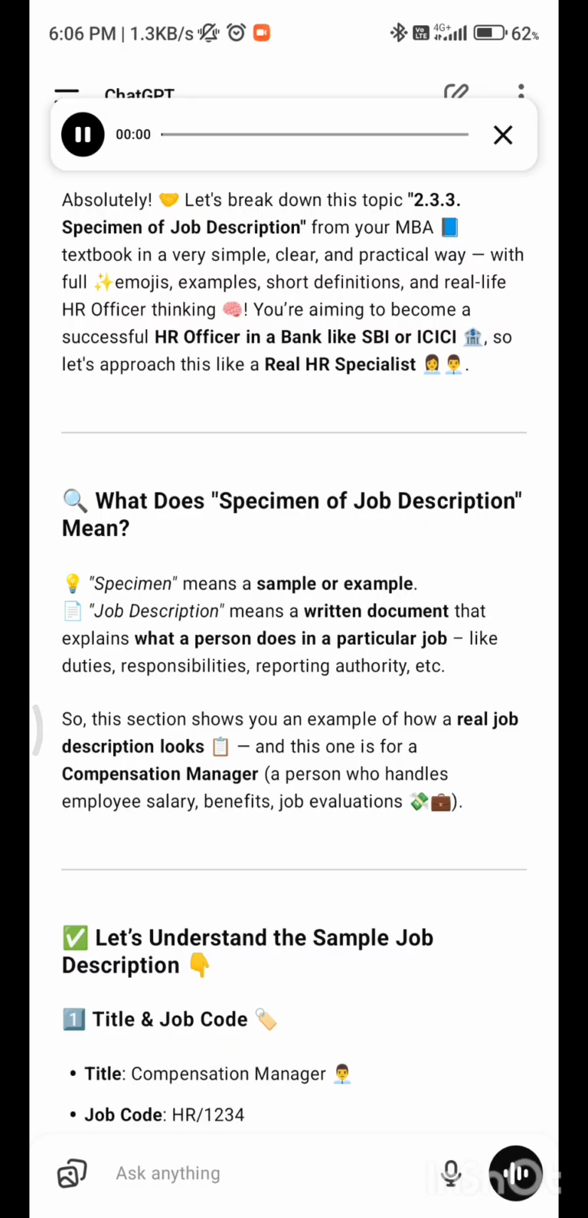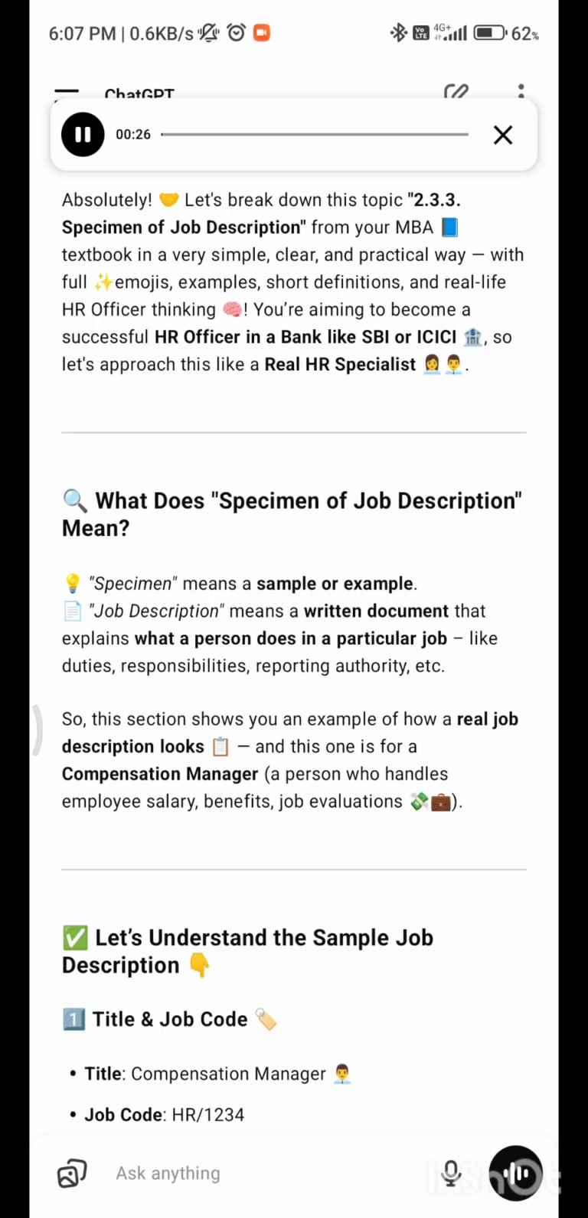Absolutely. Let's break down this topic, 2.3.3, specimen of job description from your MBA textbook, in a very simple, clear, and practical way, with full emojis, examples, short definitions, and real-life HR officer thinking. You're aiming to become a successful HR officer in a bank like SBI or ICICI. So let's approach this like a real HR specialist.